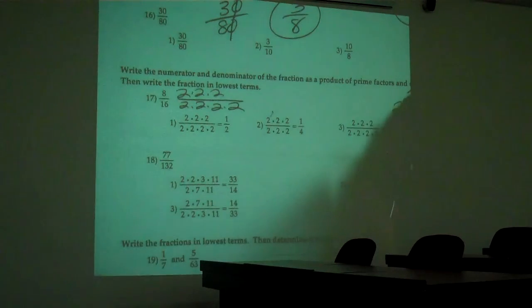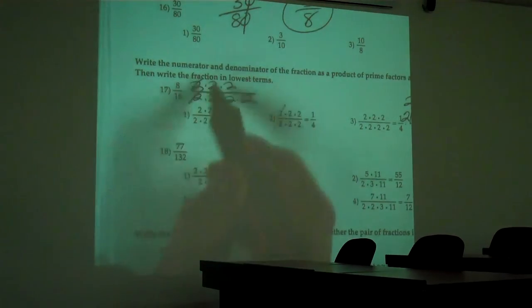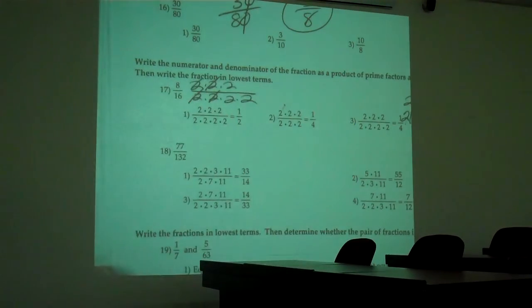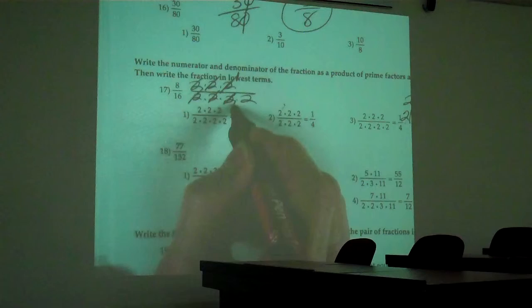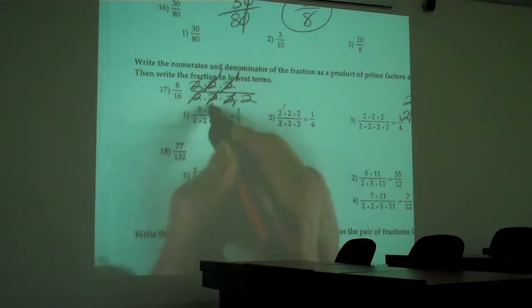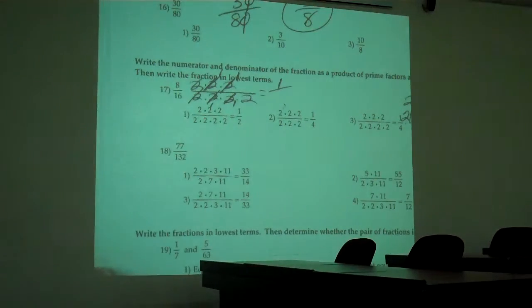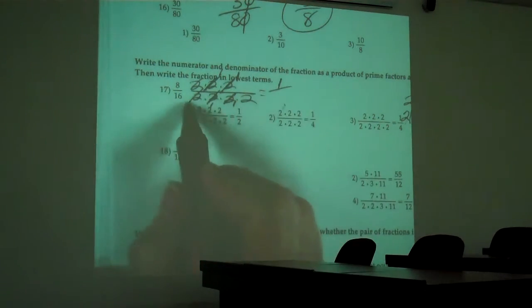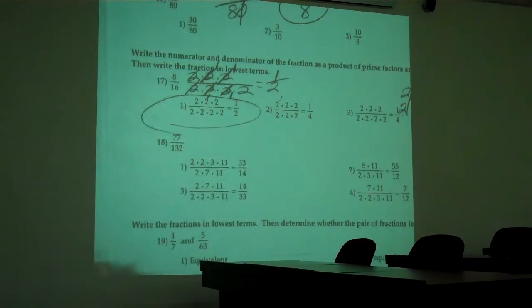Now it says to divide by the common factors. So divide by 2, divide by 2. Divide by 2, divide by 2. Divide by 2, divide by 2. Actually, when we're dividing by 2, we're putting a 1 there every time. So we have 1 times 1 on top is 1, and there's just a 2 left on bottom. 1 times 2 is 2. So that's the first one right there.